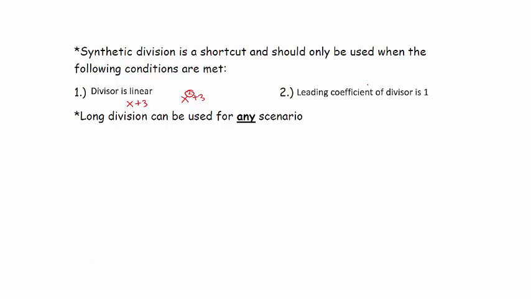The second condition is your leading coefficient of your divisor has to be 1. So for example, x plus 3 is what we used before. That has a 1 in front of it. If I change that to 2x plus 3, I really don't want to use synthetic division anymore. We want to use long division. So those are the only conditions. Long division can be used for any scenario, so that's always your safety net.